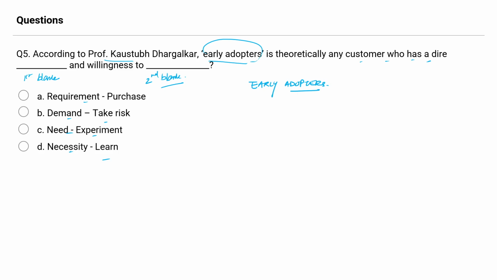We're talking about early adopters, right? Early adopters and who has a dire, and willingness to. Is it dire requirement and willingness to purchase? Is it dire demand and willingness to take risk? Is it dire need and willingness to experiment? And is it dire necessity and willingness to learn?